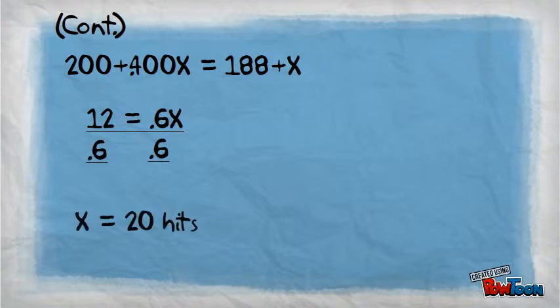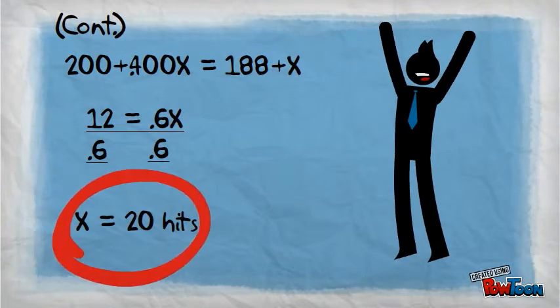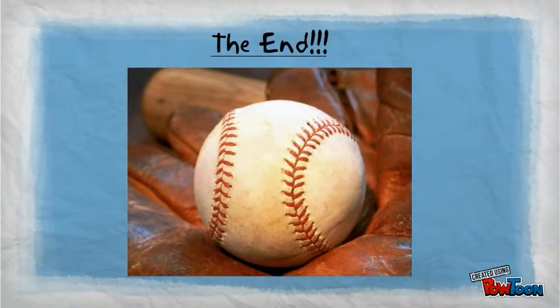Continuing, we combine like terms to isolate the x. We get 12 equals 0.6x. Division undoes multiplication, so dividing by 0.6 gives us x equal to 20 consecutive hits.